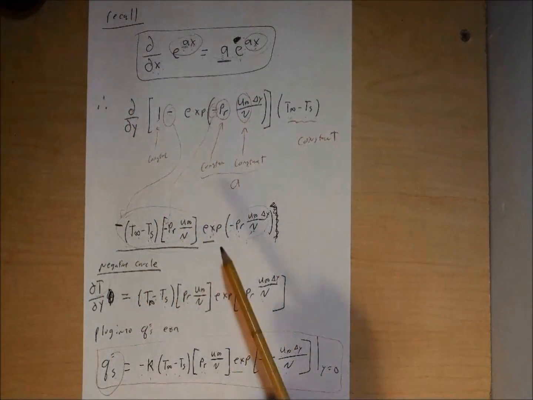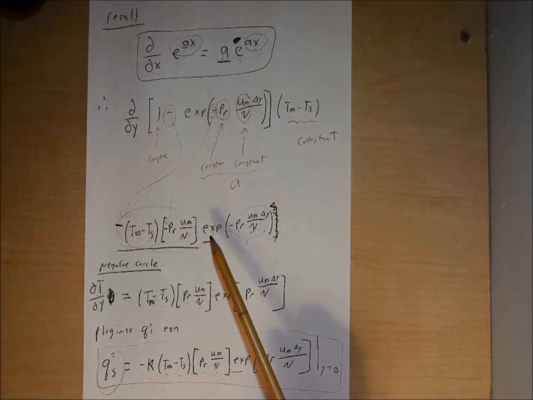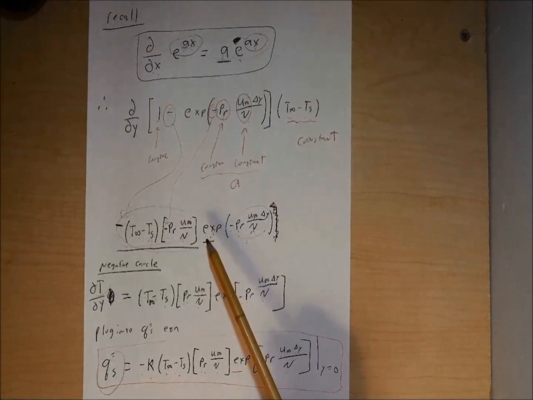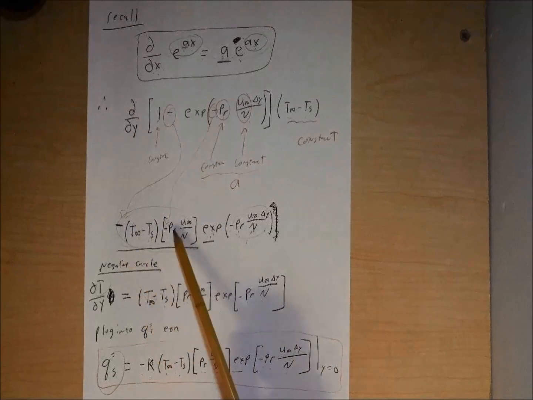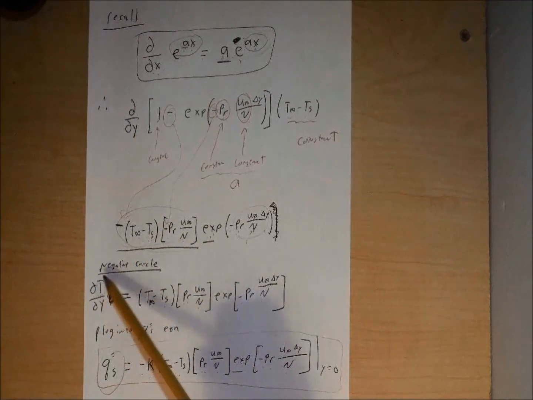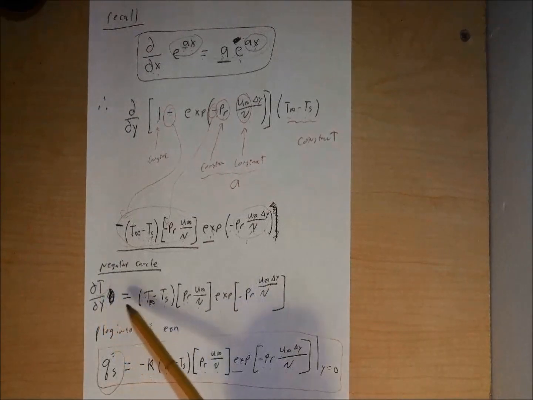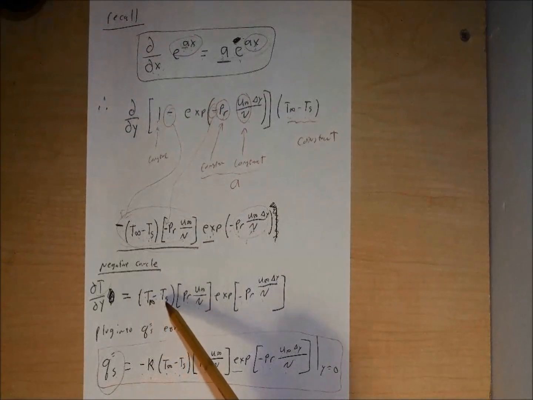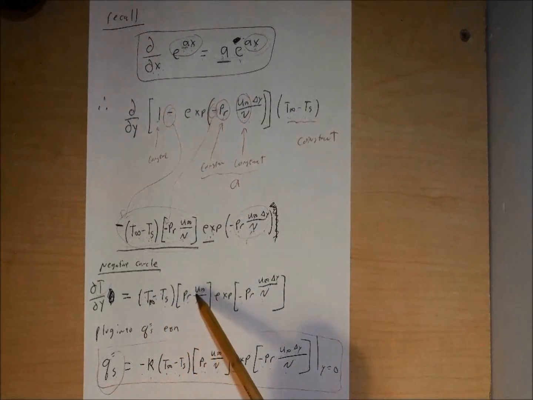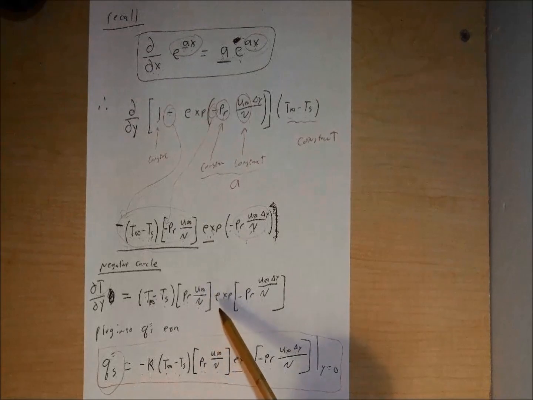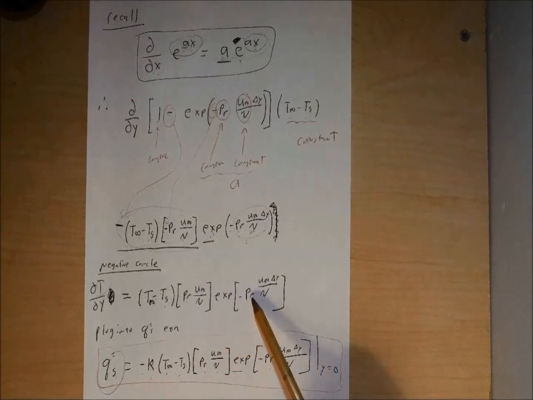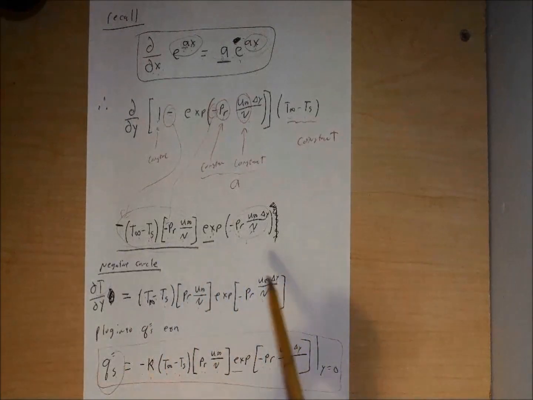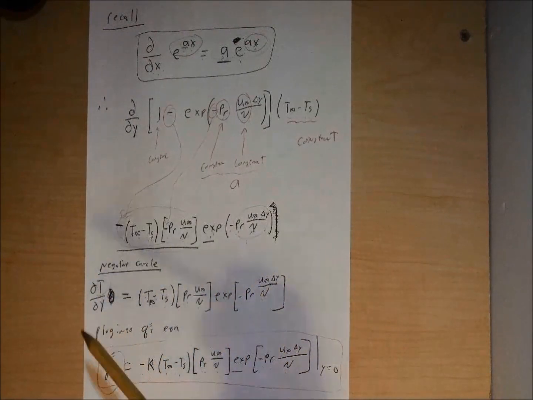The next thing we want to do with an expression like this is to reduce and simplify. The first thing we notice is that we have some negatives that can cancel out. So what we end up with is our partial of the T function with respect to y equal to, once the negatives go away, T infinity minus Ts times Pr times u infinity over v times e to the negative Pr u infinity delta y over v.